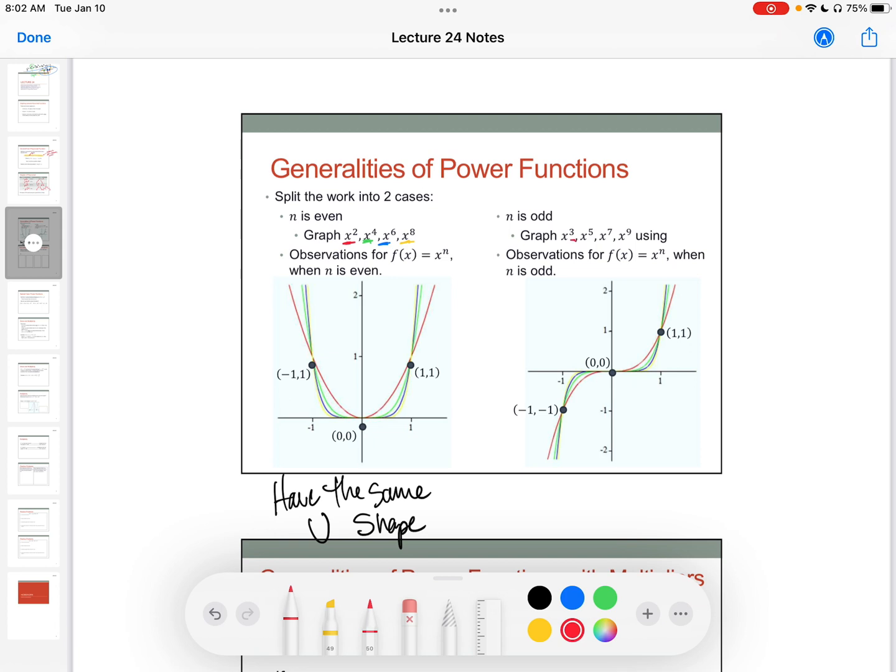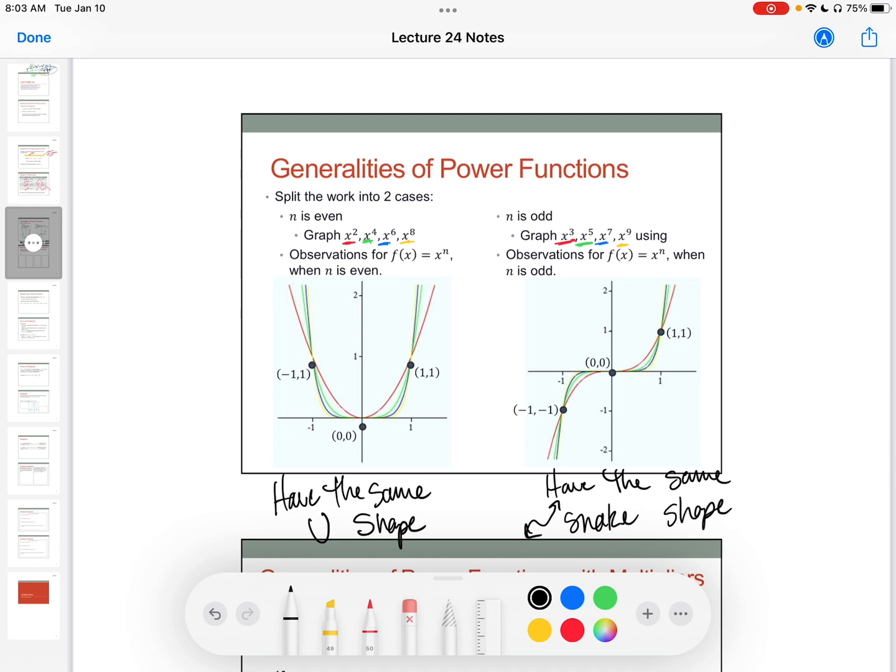In red, I've got my x cubed. We know what that looks like. Then in green, I have my x to the 5th. In blue, I have my x to the 7th. And then in yellow, I have my x to the 9th. What do we notice about all of these here? Well, they all have an odd exponent, okay? And when you have that odd exponent, they all have the same, I guess we can call it a snake shape. They all have that same snake shape.